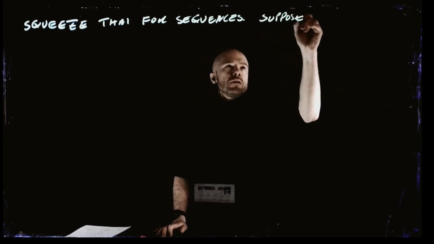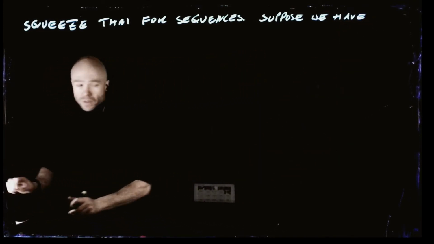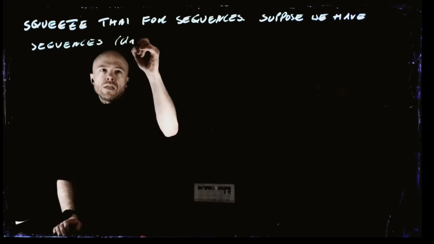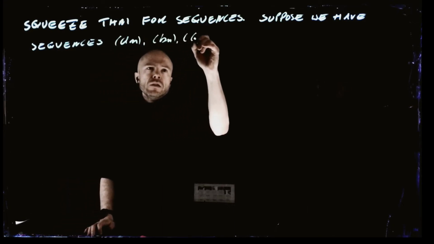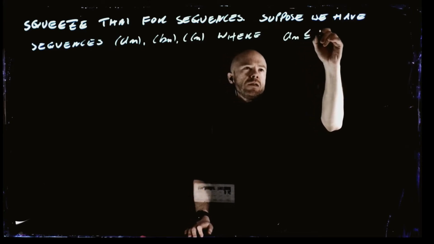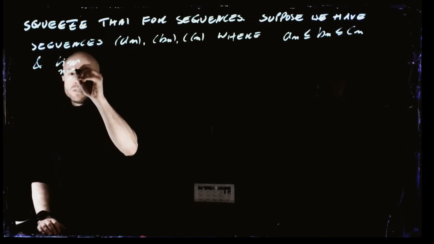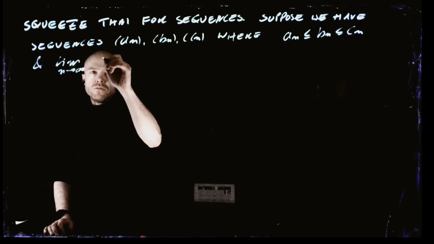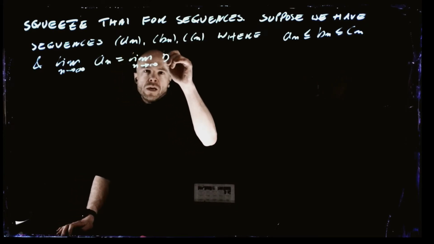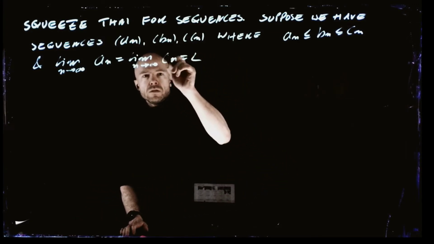Suppose we have sequences AN, BN, and CN, where AN is less than BN is less than CN, and the limit as n goes to infinity of AN equals the limit as n goes to infinity of BN, which is equal to L. Let's visualize this.